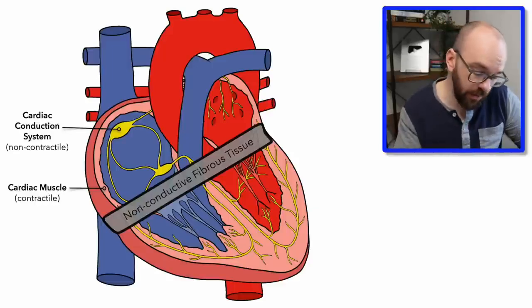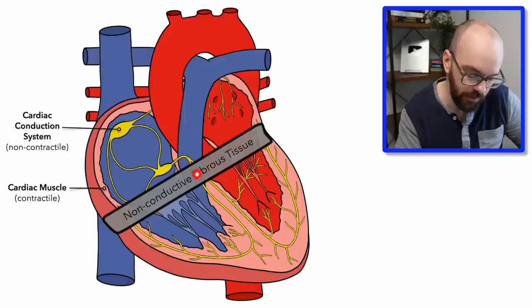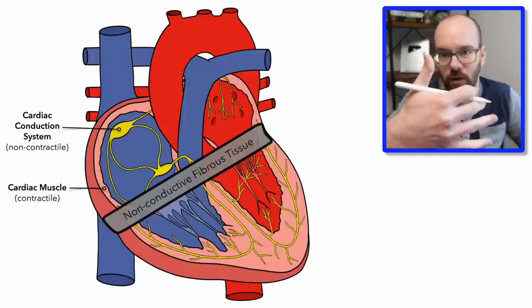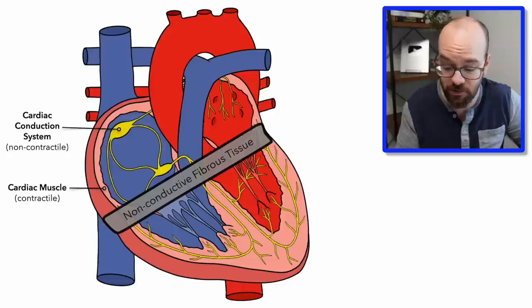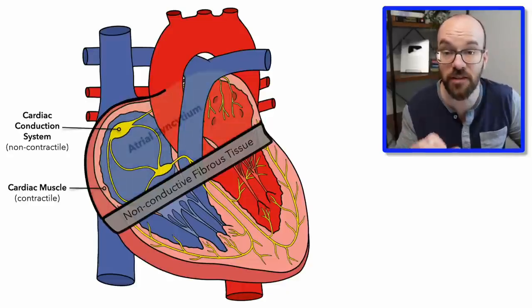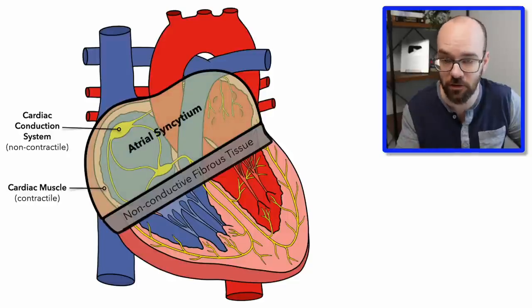And the only way that signal can pass through here is through the cardiac conduction system, through this yellow section right there. That's the only part where the signal travels through that fibrous connective tissue. So that fibrous connective tissue separates the atria from the ventricles into two sections that we call the atrial syncytium as well as the ventricular syncytium.